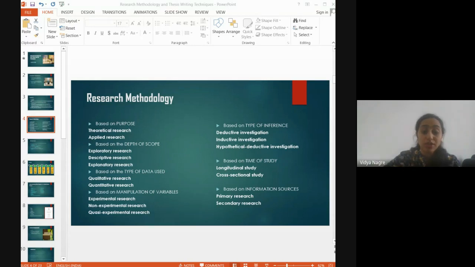Another classification is based on information sources. There are basically two: primary research and secondary research. Primary research is research that is done from scratch. Researchers themselves gather the data, specify it, connect it to their study, analyze it, and then relate it to their first-hand information. Secondary research is conducted on someone else's work. So in primary research, you start from scratch.